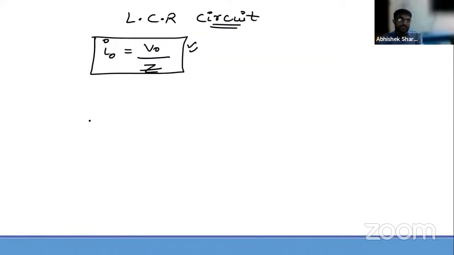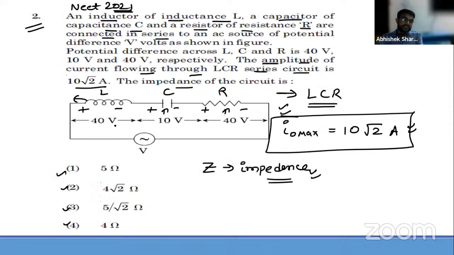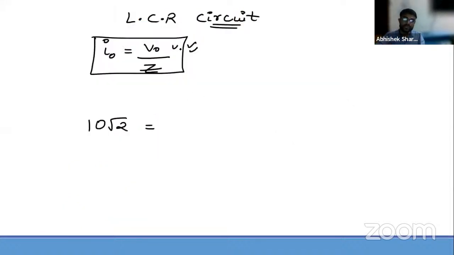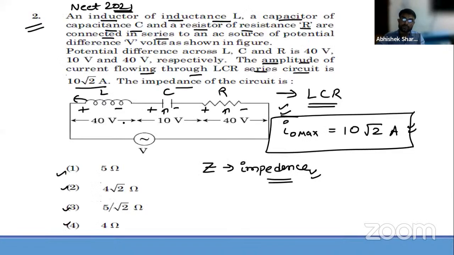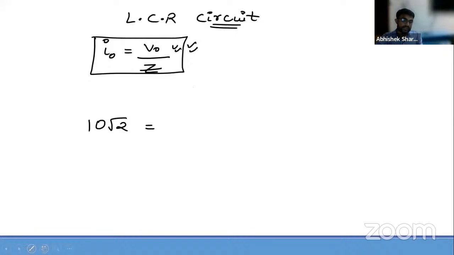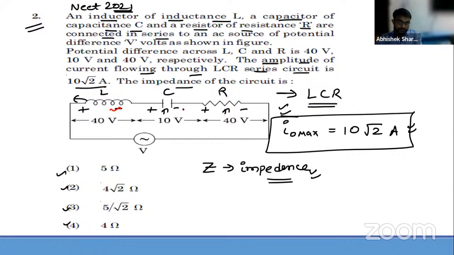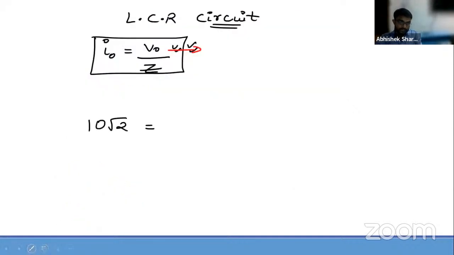Okay. So current will be what? 10 root 2 here. Potential difference is given as what? So how will you find this V naught value in the numerator of this formula? What's the approach? The approach is this: because all the things are in series, we'll add all these series potentials individually. So we'll say V naught value will be 40 plus 10 plus 40.